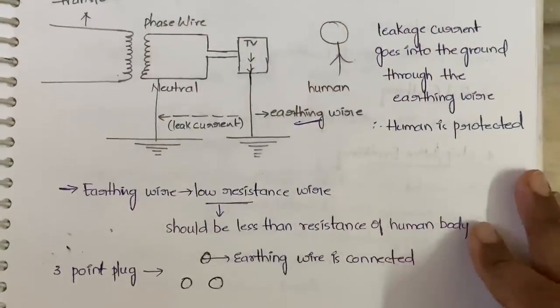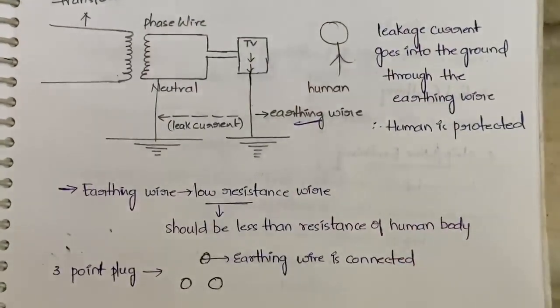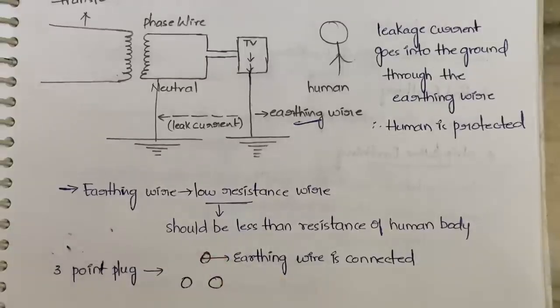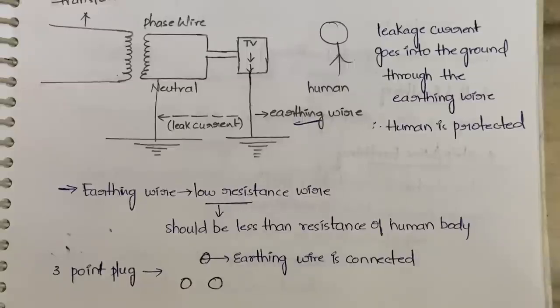Okay, so how do you connect the earthing wire? You'll have a 3-point plug, right? In the 3-point plug, one is phase, one is neutral, and the other one is the earthing wire. In this way, that point will be connected to the earthing wire. Okay, this is about the process of earthing.